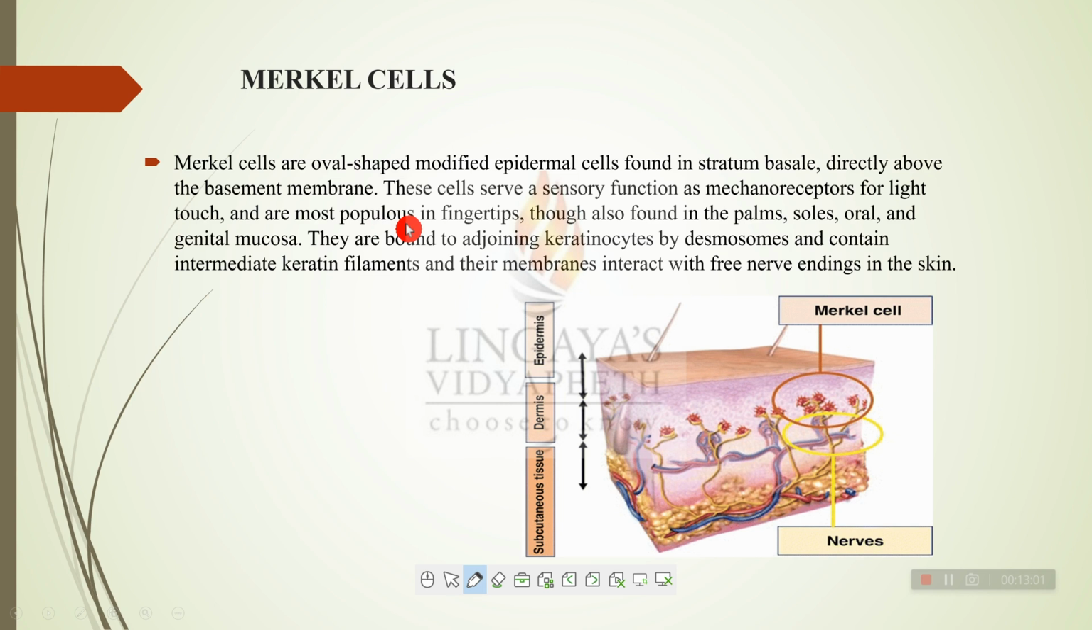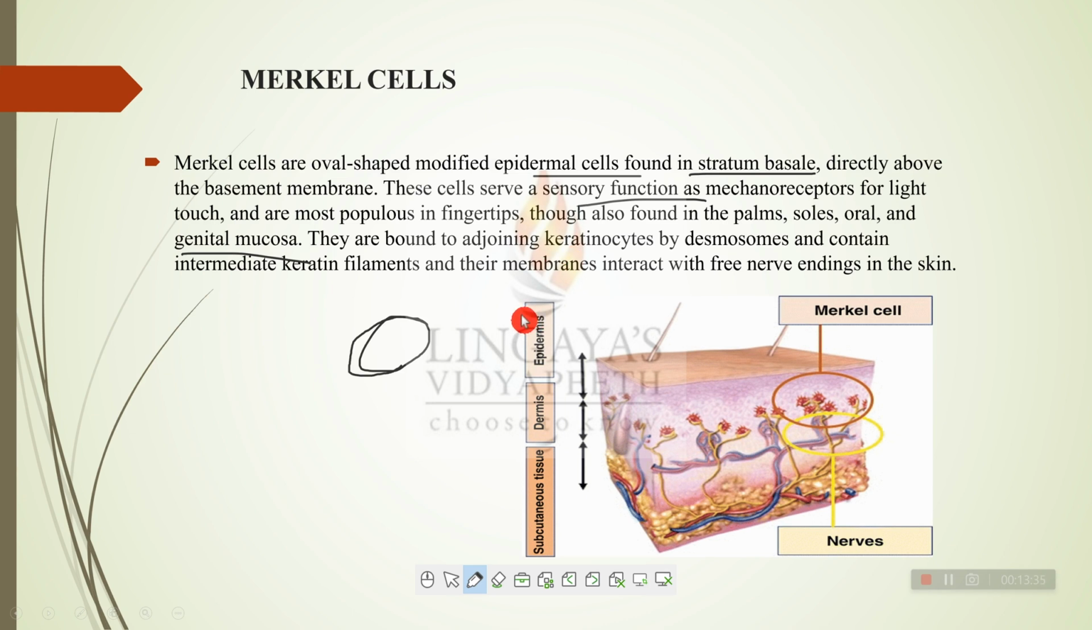Moving on, next cells are the Merkel cells. Merkel cells are oval shaped cells which are found in the stratum basale layer of the epidermis, which is directly above the basement membrane. Alright, they serve a sensory function as mechanoreceptors for light touch, and they are also found in the fingertips, palms, soles, and oral and genital mucosa.